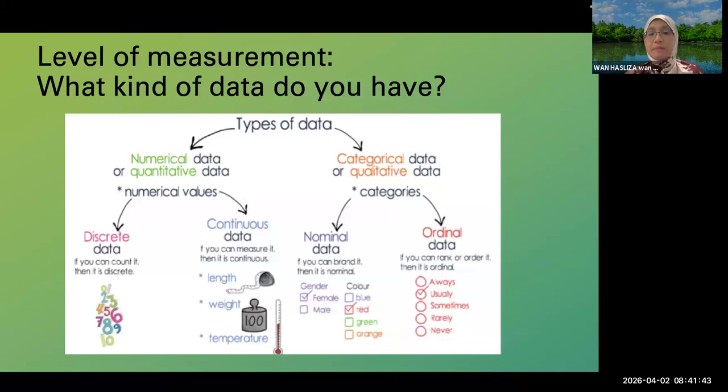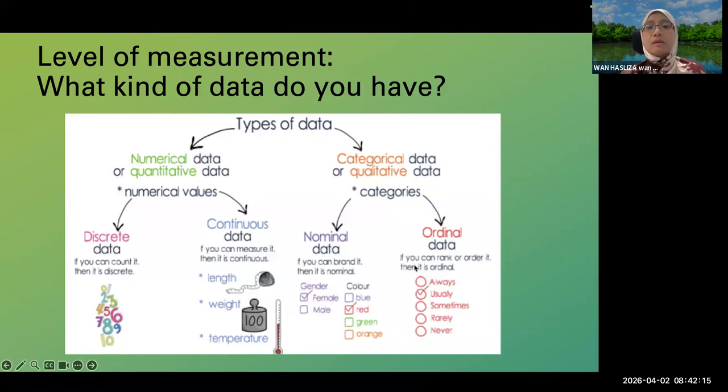Temperature is the same. However, discrete data cannot have a decimal. For example, how many kids? I don't have 1.5 kids. I cannot say it like that. How many houses do you have? I have 3.5 houses. That is incorrect. However, discrete or continuous data are both numerical: one you can count and the other you can measure. Next, we look at categorical data.